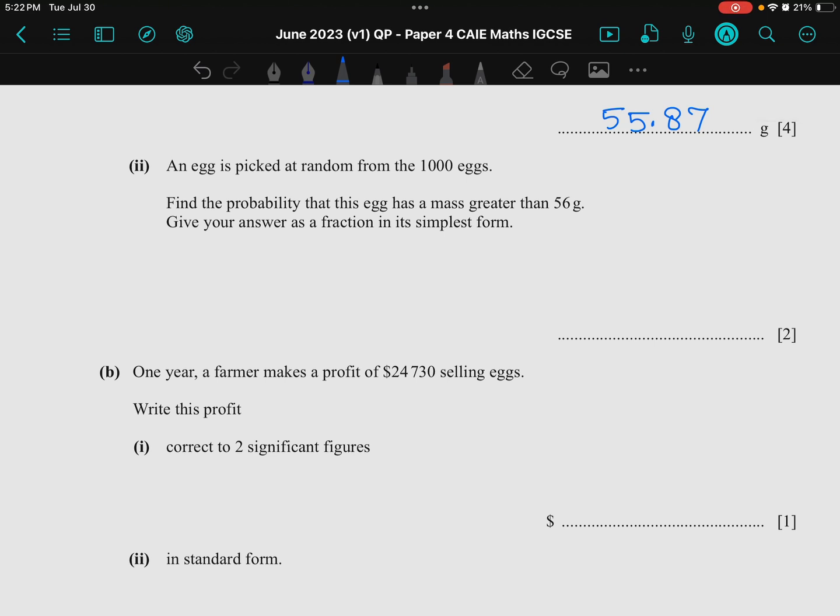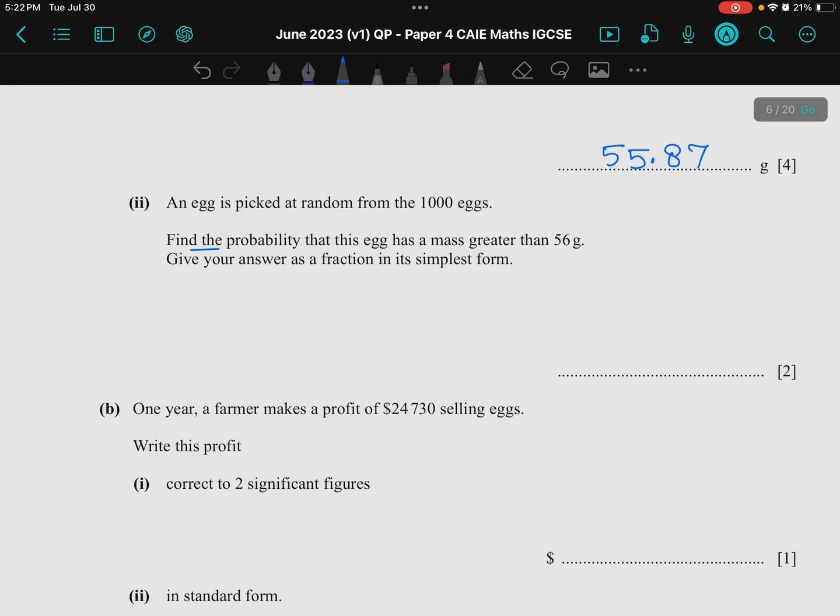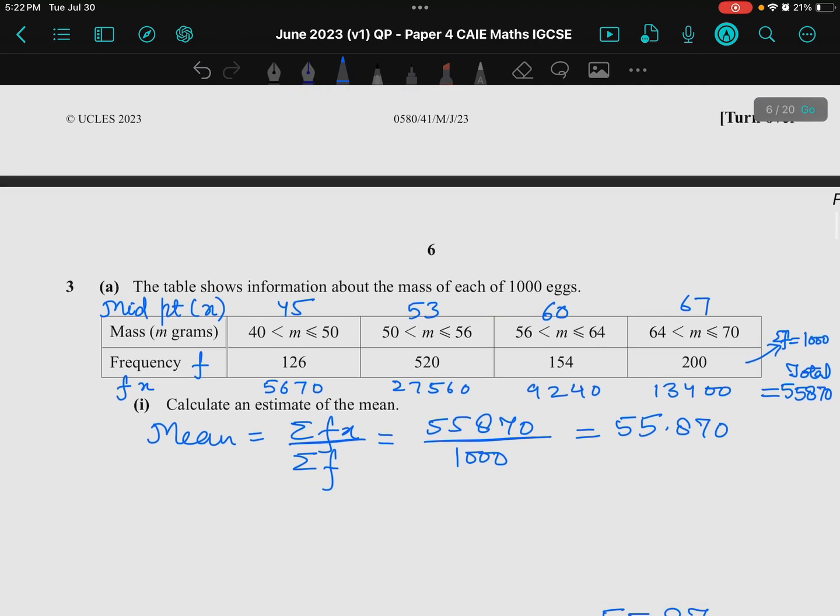An egg is picked at random from the 1000 eggs. Find the probability that this egg has a mass greater than 56 gram. Give your answer as a fraction in its simplest form. So we have to find the probability that this egg has a mass greater than 56 grams. So for greater than 56, we will take these two, why? Because here it is m is greater than 56. So greater than 56, you have how many?